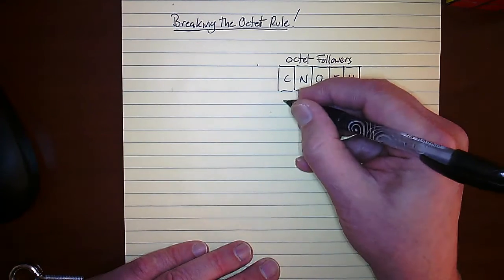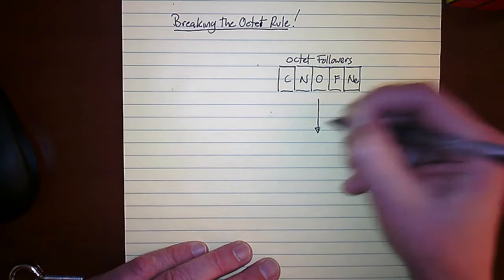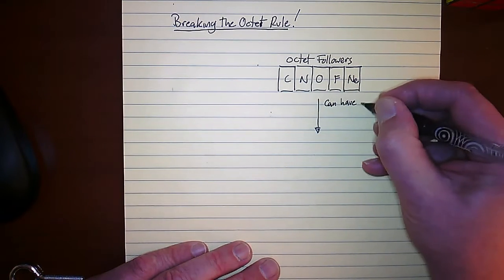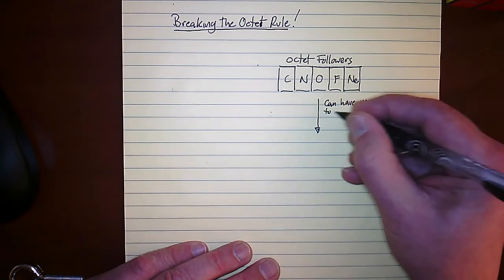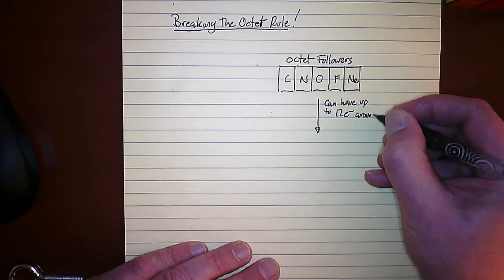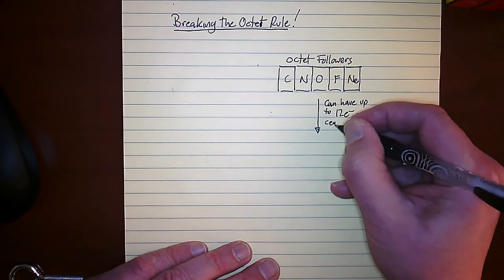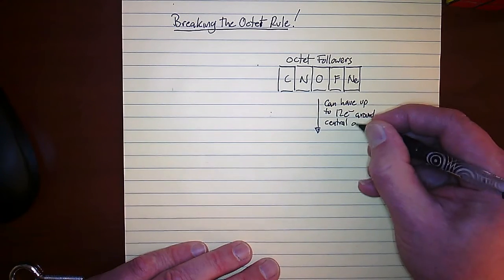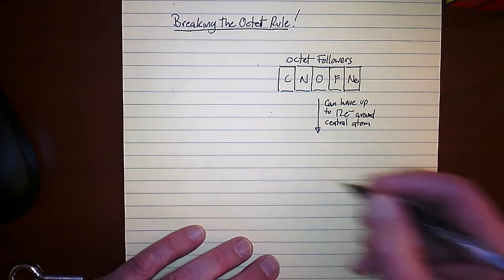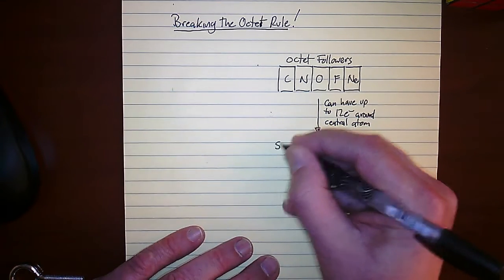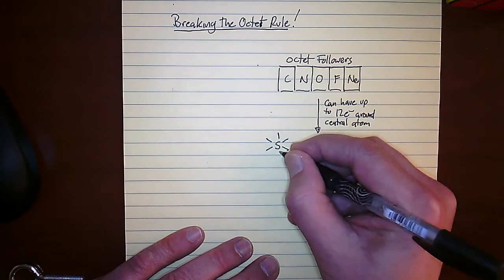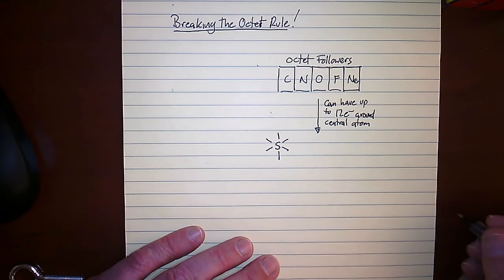Okay, but below it, right, we can have up to 12 electrons around the central atom. Right, up to 12. And you're going to see this with things like sulfur with 6 bonds. Right, that's 12 electrons around the central atom.